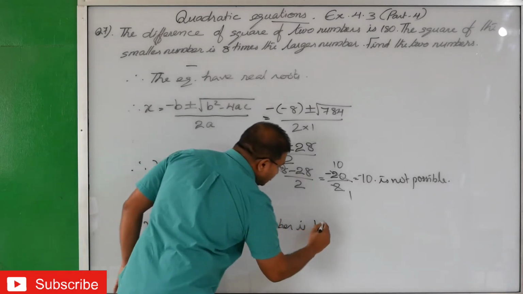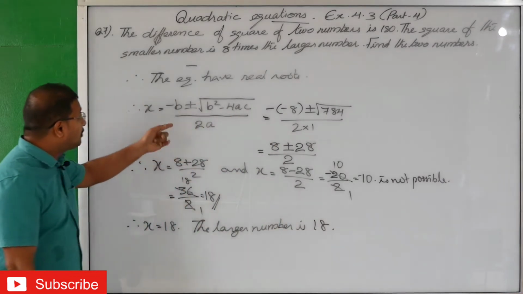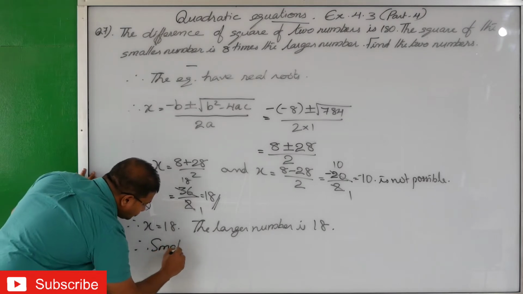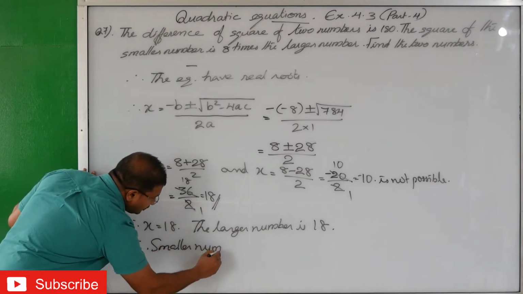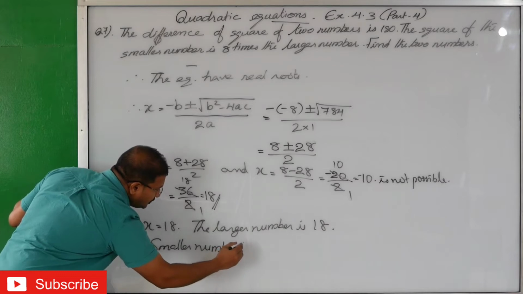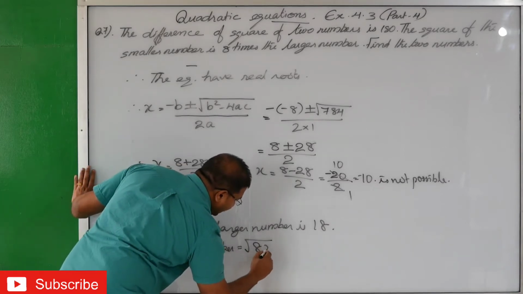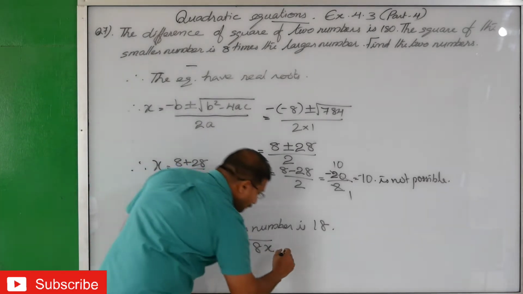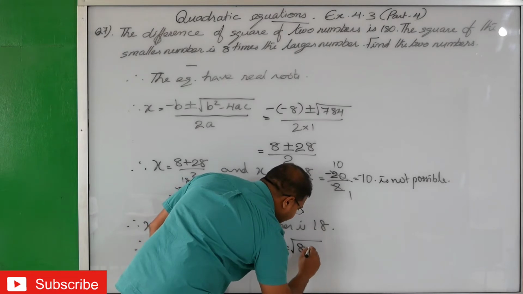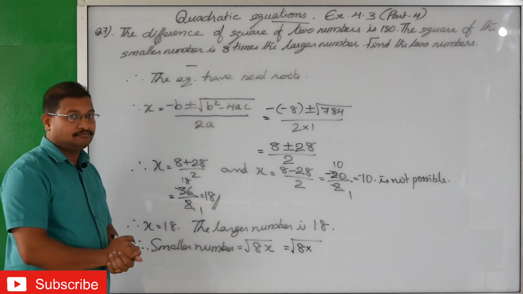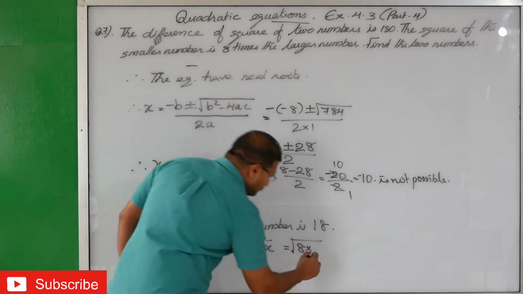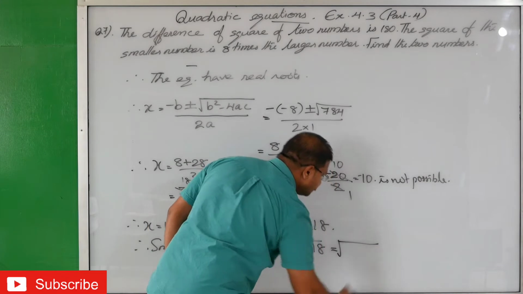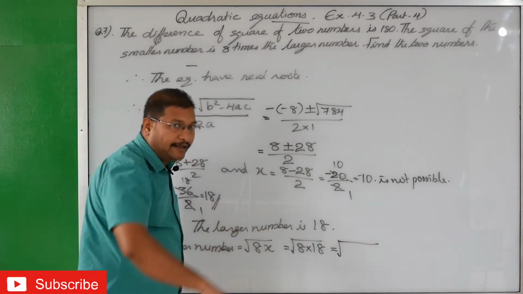The larger number is 18. Now, if you want the smaller number, what is the answer? Therefore, the smaller number equals root 8x. Ready? That means what will you do? This equals root 8 into x, where x is 18. Equals root, you have to multiply 18 into 8.